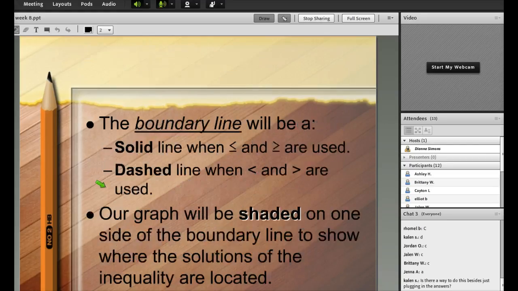All right, so one of the things that you need to remember is that if you have that equal sign, you're going to draw a solid line. And if you do not have the equal sign, the line that you're going to draw is going to be a dashed line. Then you're going to shade either above the line or below the line.